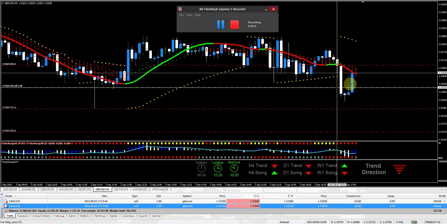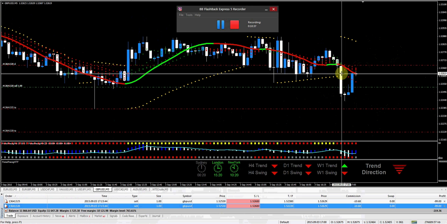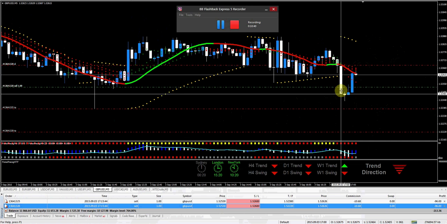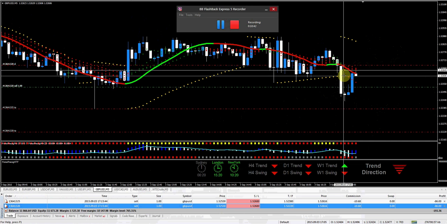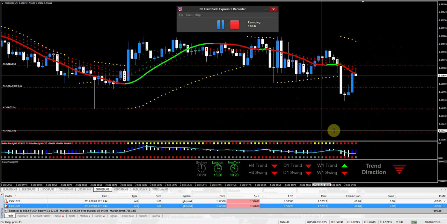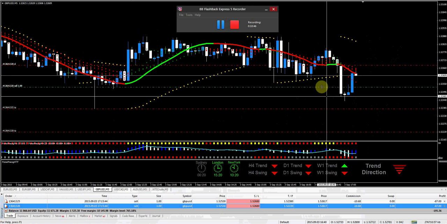But we did follow the system exactly. This was a conservative trade setup. Followed the rules precisely. So if it's a loser, it's just a loser. Every system has them.